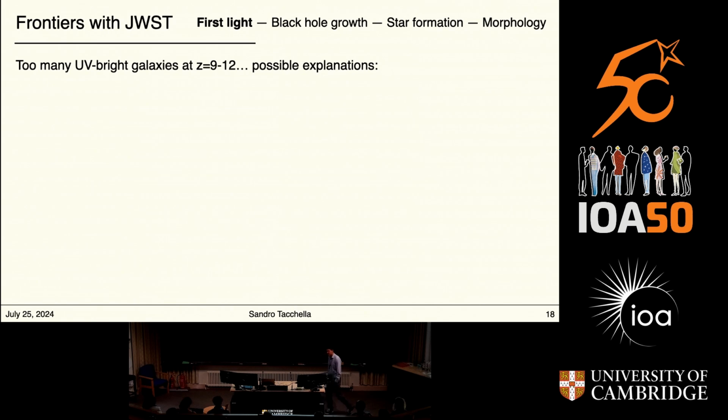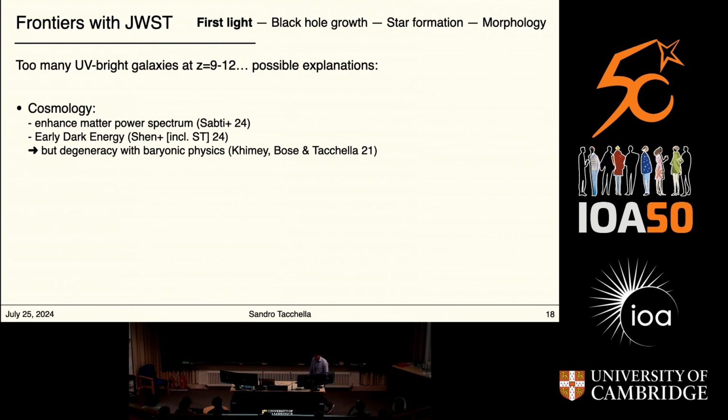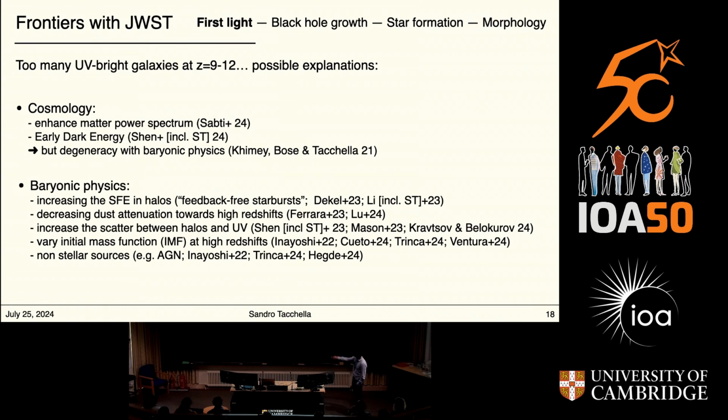So how can we explain these UV bright galaxies around redshift 9 to 12? Here, building on Carlos' talk as well, of course we can think about changing cosmology, but I think there is always this strong degeneracy with baryonic physics, and typically I prefer to think about the baryonic physics before changing cosmology itself. On the baryonic side, there have been many different scenarios put forward. For example, we can just increase the star formation efficiency in halos. The motivation there is, for example, that you are in a low metallicity regime, which can increase the star formation efficiency. You can decrease the dust attenuation towards high redshift, something that Carlos mentioned.